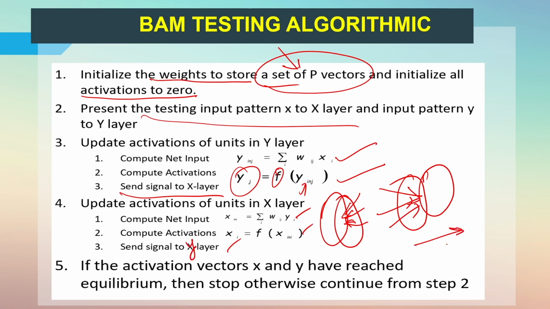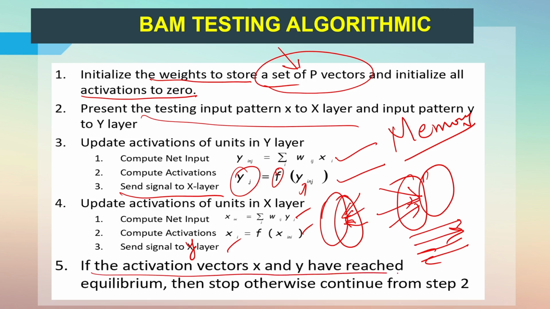So now this goes forward, goes backward, goes forward, goes backward. Two things are happening. While this process is happening, ultimately a kind of memory is stored, the behavior of the pattern has been stored in the network. So when the activation vectors x and y reach equilibrium, X is doing the net input calculation, applying the activation functions and sending the signal to the Y layer, and Y is doing the net input calculations, applying the activation functions and sending to the X layer. So X and Y are doing the same process and sending back to each other.